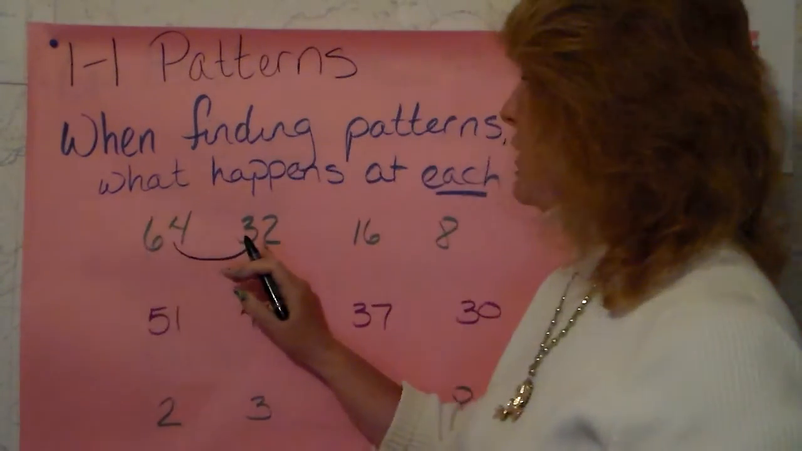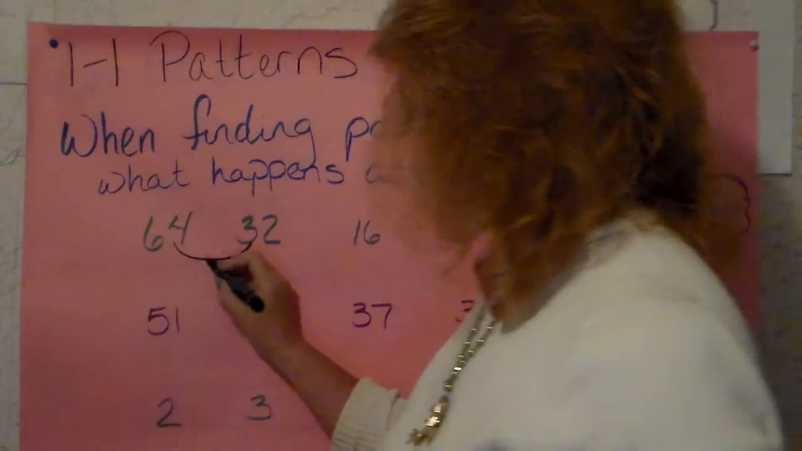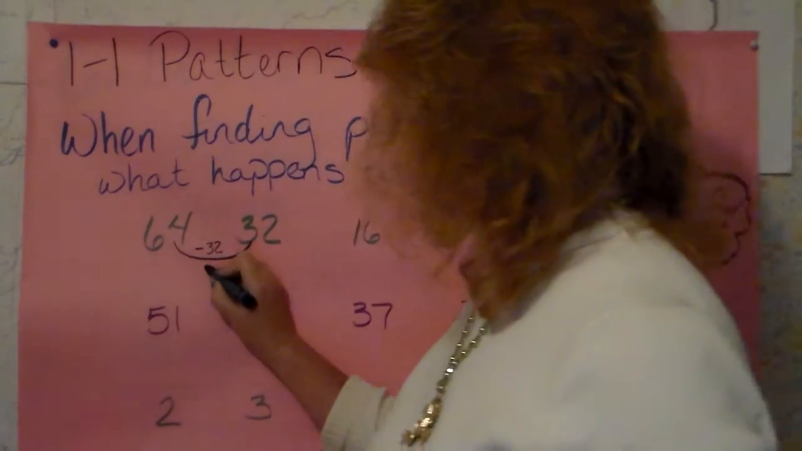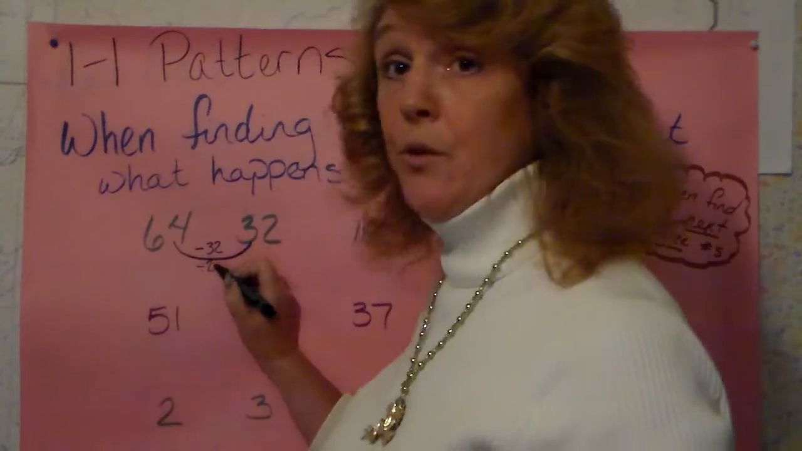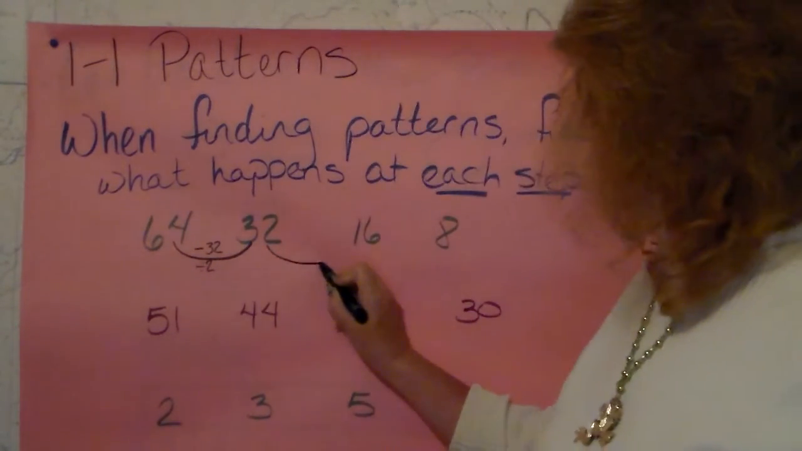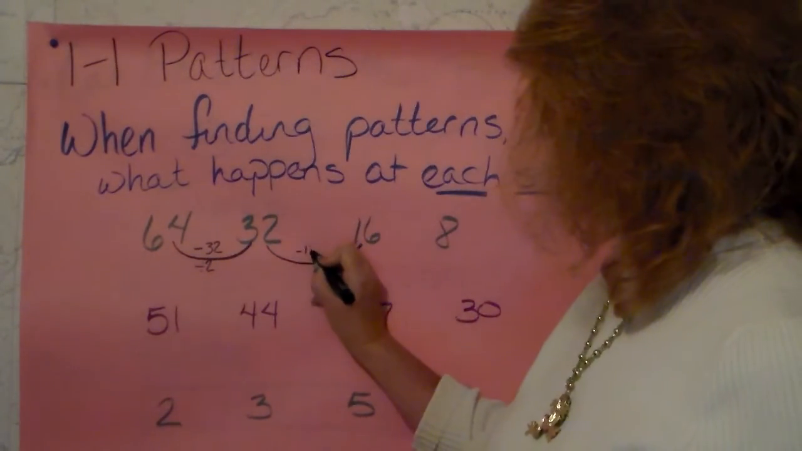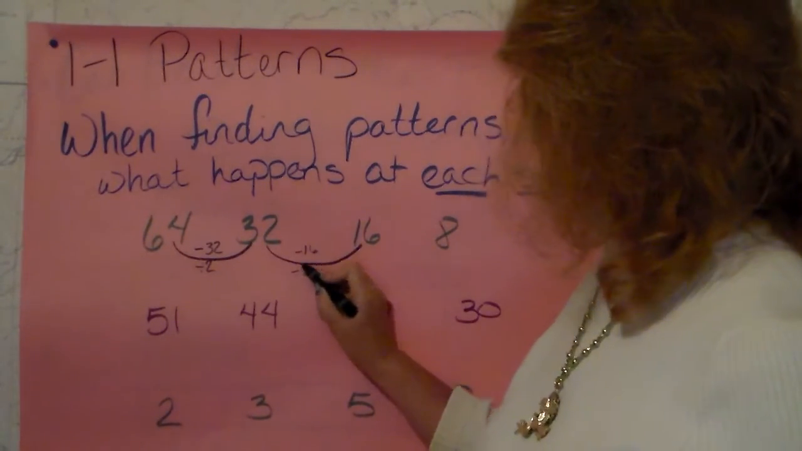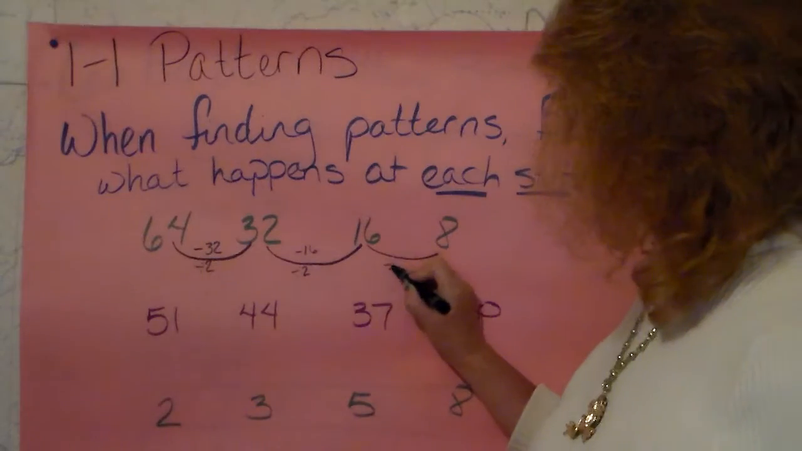What happens from 64 to 32? Well, I subtract 32. I also divide by 2. So let's see what happens on the next one. From 32 to 16, here I subtract 16. I also divide by 2. There's going to be my pattern. Here I divide by 2.